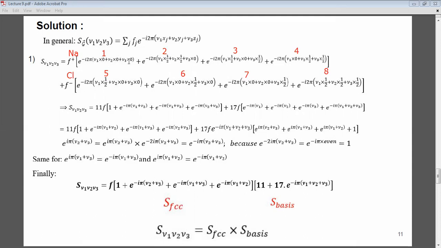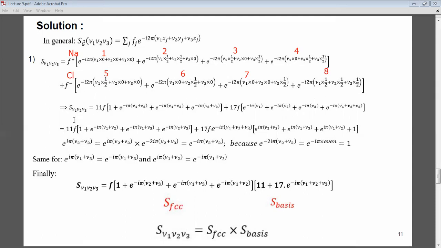Now for f plus, it's given 11f into, I will just put the atoms. So here I have 0, 0, 0. Sorry, 0, 0, 0 will give me 1. Then I have half, half, 0, so it will give me the second term. Half, 0, half will give me the third term. And 0, half, half will give me the fourth term. Then for the second one, I do the same.